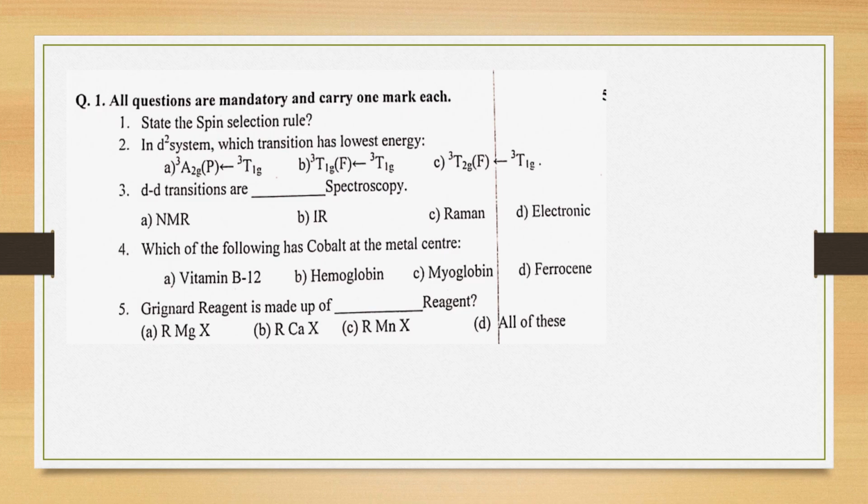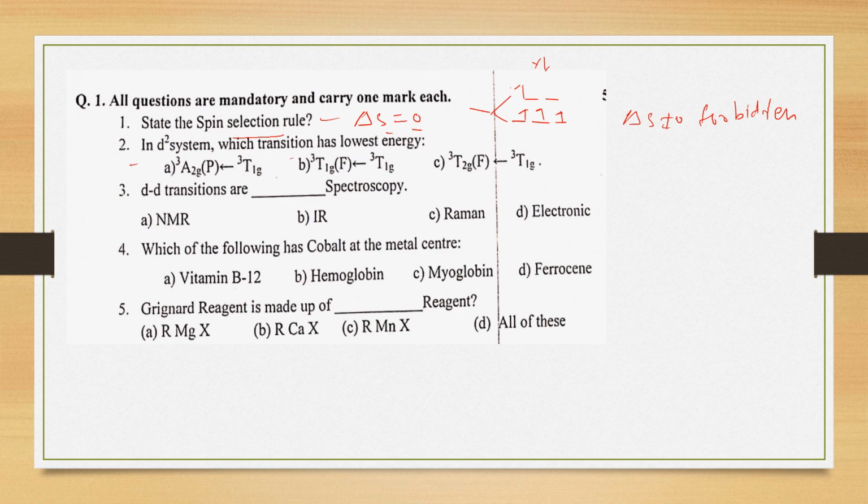First question is to state the spin selection rule. Spin selection rule means after the transition, spin must not be changed. Delta S value must be 0. If there is a transition where an electron goes to another orbital, its spin must remain the same. It should not change after transition. So delta S must be 0 after transition. Then these transitions are spin allowed transitions, and if delta S is not equal to 0, then these transitions are forbidden, spin forbidden.